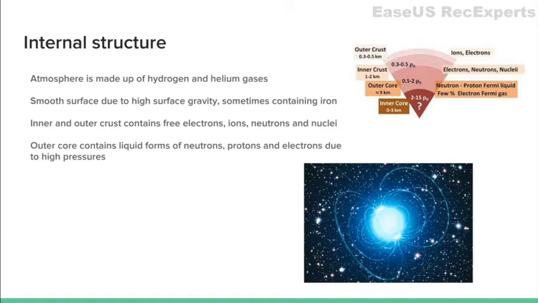The outer core contains liquid forms of neutrons, protons, and electrons due to the increasing pressures inside. The inner core, with the highest density and pressure, still remains a mystery. One theory is that the subatomic particles like neutrons and electrons break up into quarks, but nothing is known.